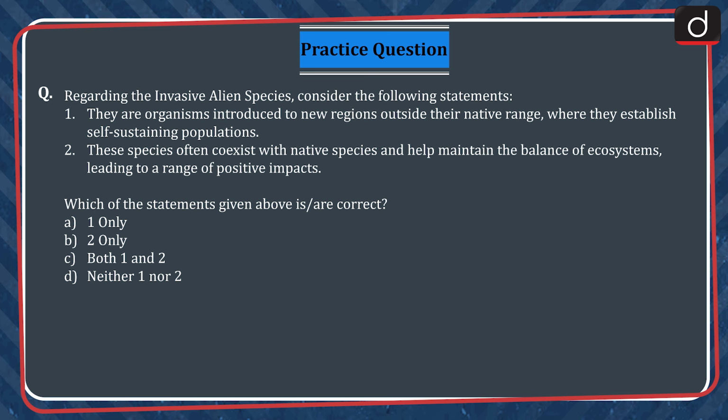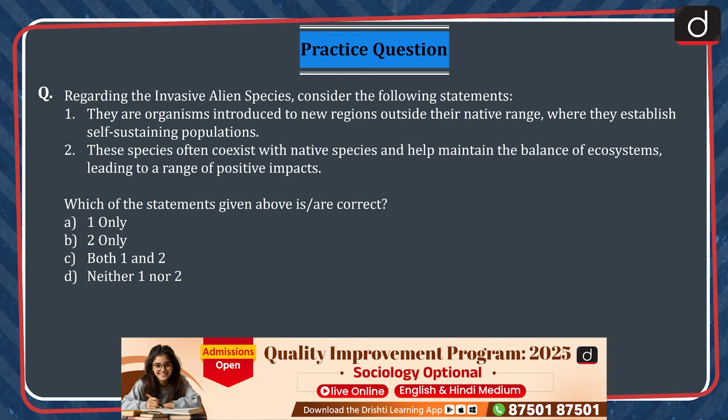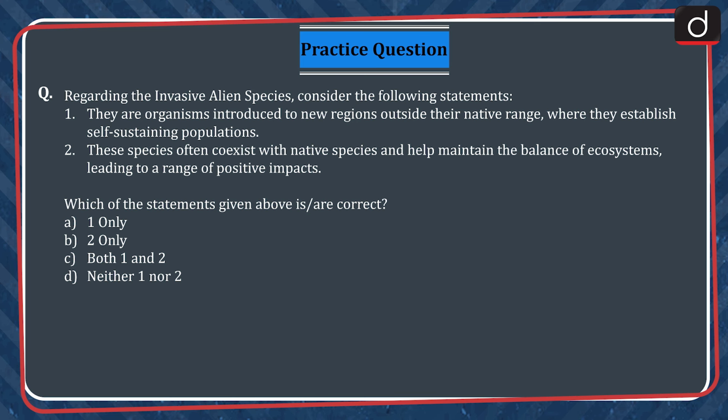Now, let us look at a practice question. Regarding the invasive alien species, consider the following statements. 1. They are organisms introduced to new regions outside their native range where they establish self-sustaining populations. 2. These species often coexist with native species and help maintain the balance of ecosystems, leading to a range of positive impacts.